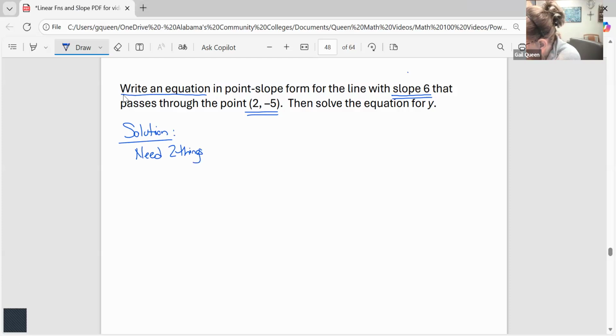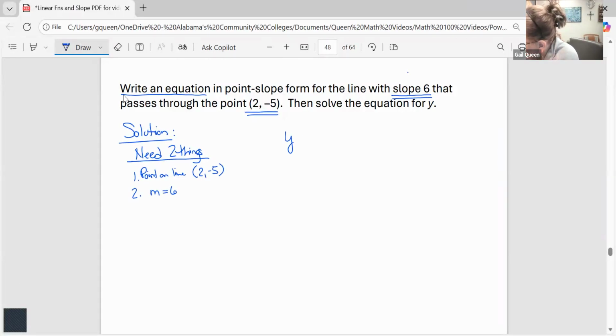I need two things to do this. One, I need a point on the line. Do we have a point on the line given in this problem? Yes, (2, -5). And two, I need the slope of the line. The slope given in the problem is 6. As long as you have a point and a slope, you can work the problem.